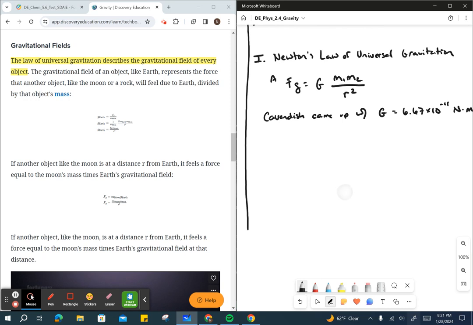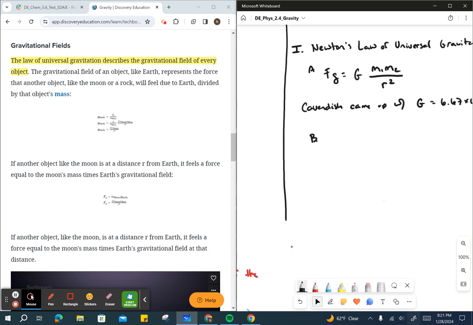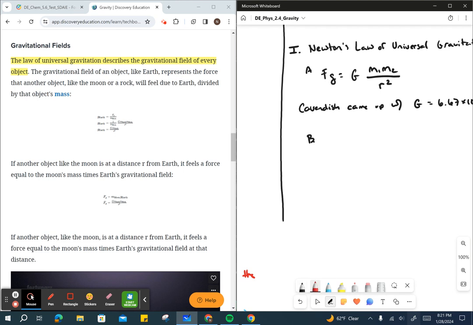Now, something that is kind of related to this thinking is gravitational fields. So this force of gravity is for calculating the force between objects. So let's write that out here: used to calculate force between objects. So what if we just want to define an object's gravitational field? Well, that's what this next section is about.